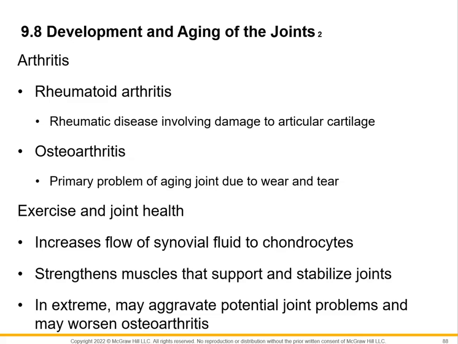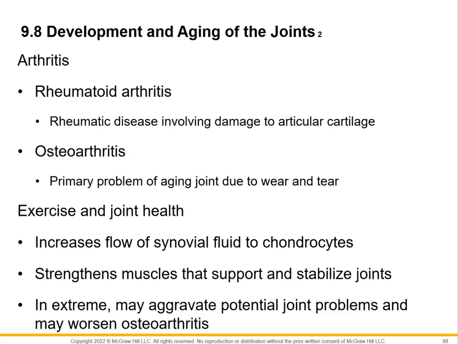Osteoarthritis, on the other hand, is going to be aging of the joint due to wear and tear on that articular cartilage, okay? So osteoarthritis is a physical disease, a disease due to physical wear and tear, whereas rheumatoid arthritis is going to be a disease of autoimmunity.